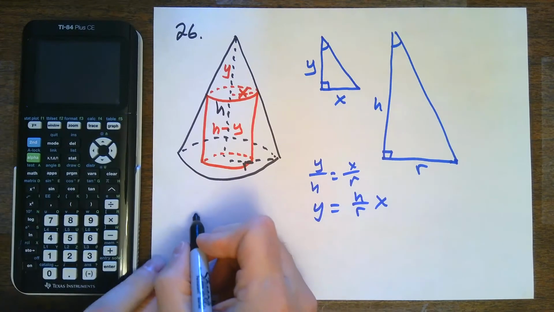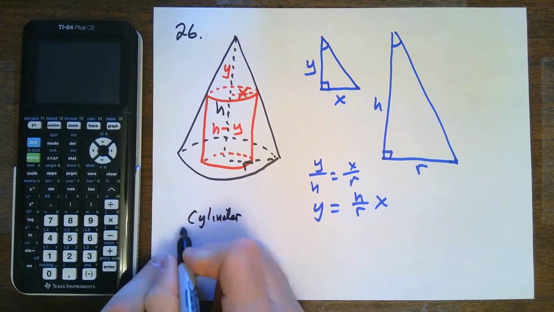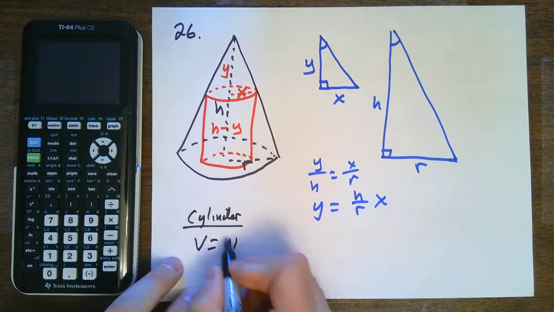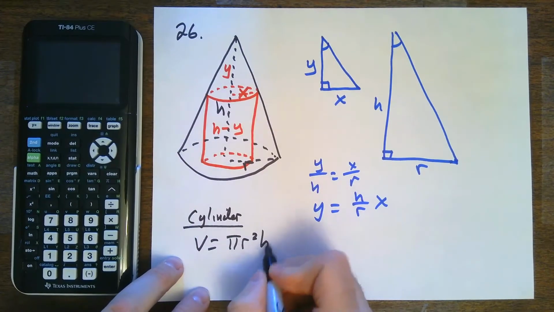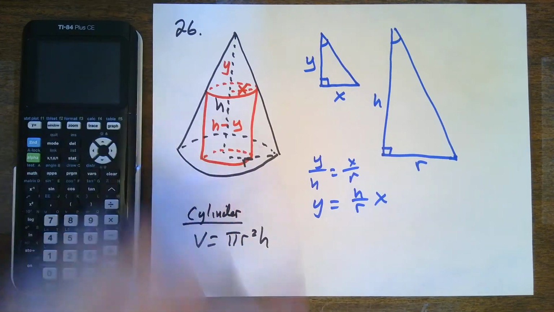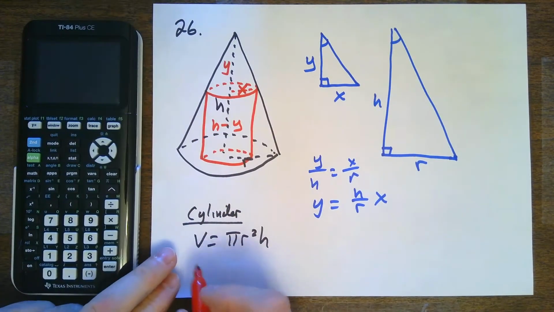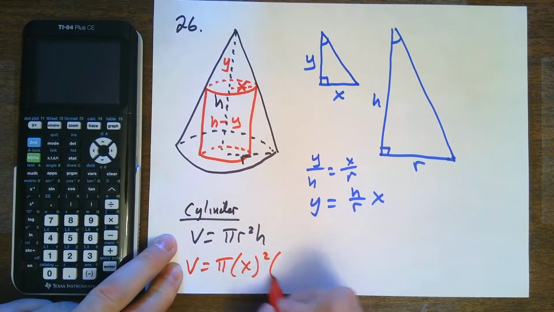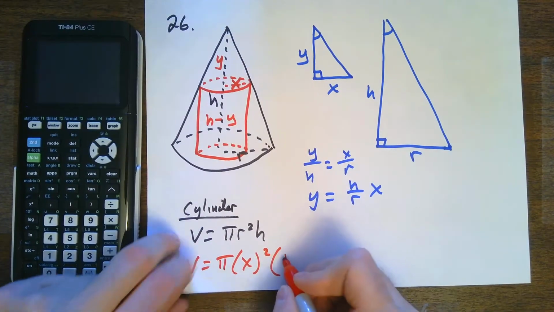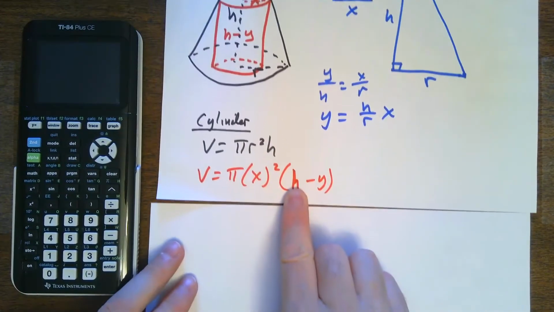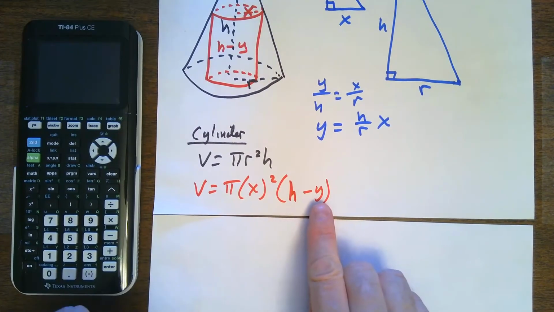Now, what about the volume of the cylinder? Well, for a cylinder, the volume is the area of the base, which is a circle, pi r squared, times the height. Substituting in for my specific cylinder, I get that the volume is pi times, what's the radius? x squared, times the height. What's the height? h minus y. Now the h is not a problem because the h is just a fixed number. The y is the problem.